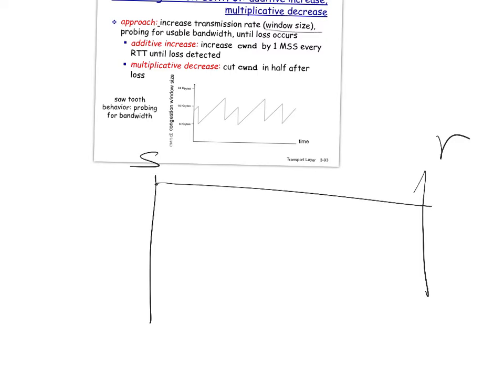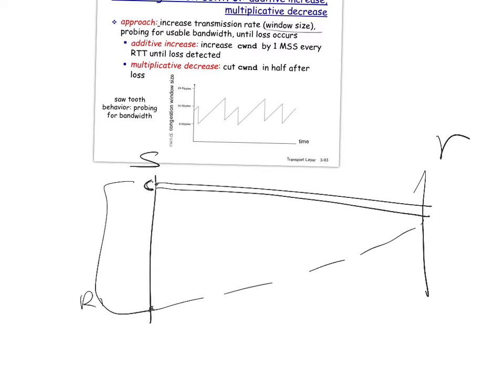At any point of time, just to make things clear, this is the sender and this is the receiver. I sent one packet, so I use the channel for this much time, right? And the acknowledgement came after a full round trip time. So what is the rate of transmission?